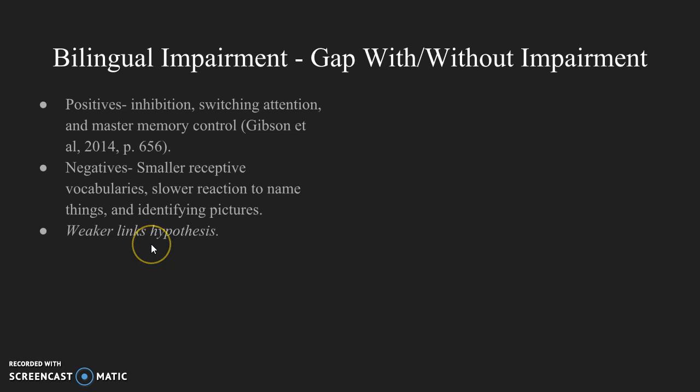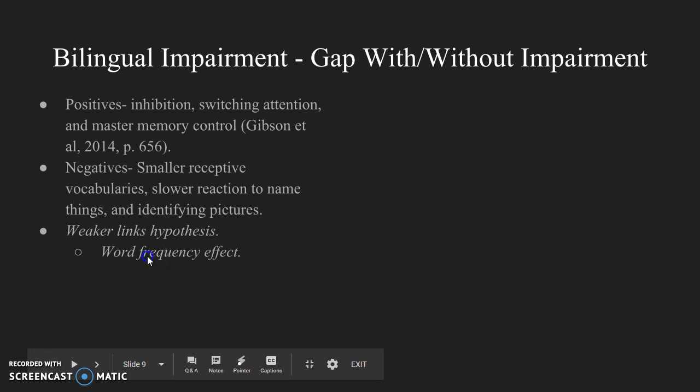Now, there are two different hypotheses for why bilingual children have a slight impairment compared to monolingual children. The first is the weaker links hypothesis, which is all based around the word frequency effect. Because these children know two separate words for one object, once one gets used more often, the other gets used less. Therefore, in order for a word to become more concrete within their mind, it needs to be used more frequently. Therefore, this impairment is only temporary.